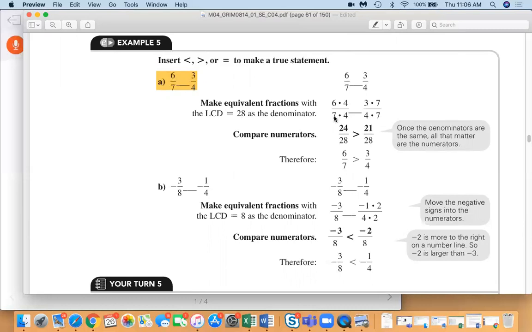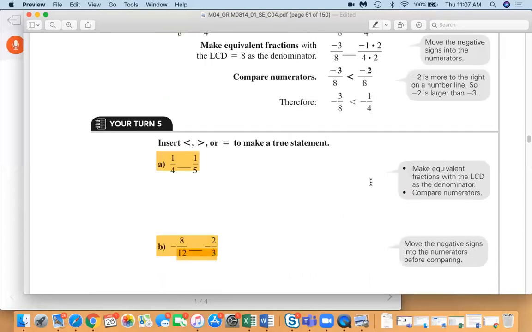That means we have to multiply this by 4/4 and multiply this fraction by 7/7. The new equivalent fraction to 6/7 is 24/28, and the equivalent fraction to 3/4 is 21/28. Since 24 and 21 are both positive and 24 is bigger than 21, that means that this fraction, 24/28, is bigger. However, when you write your answer, you want to write it in the form of your original fractions. We would say 6/7 is larger than 3/4.